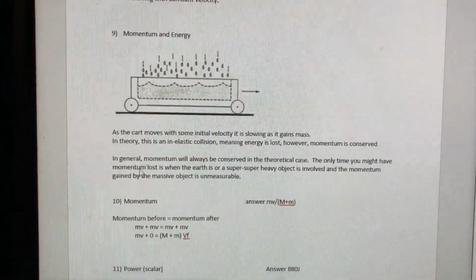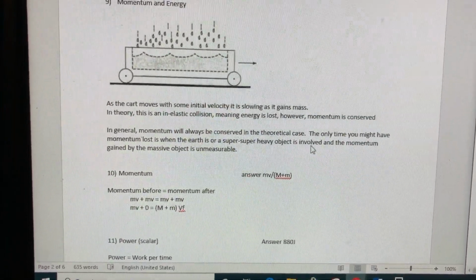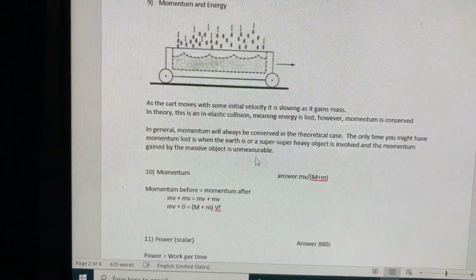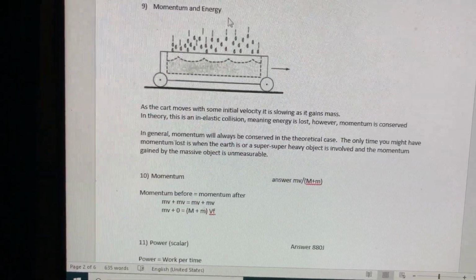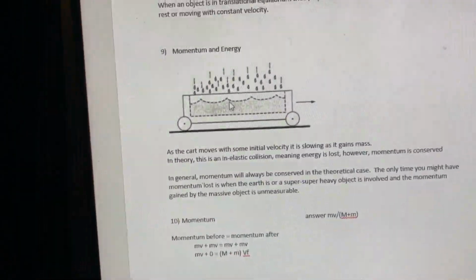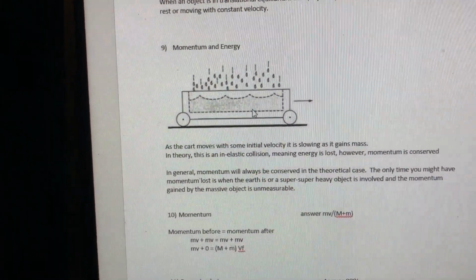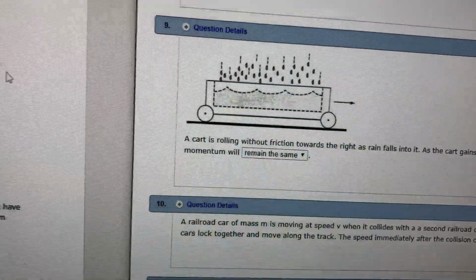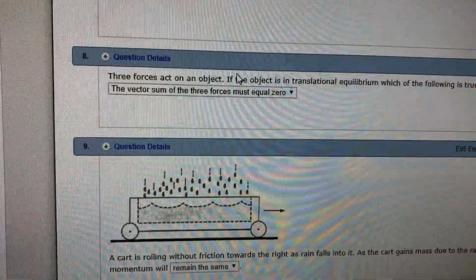The only time you might have momentum lost is when the Earth or a super heavy object is involved and the momentum gained by the massive object is immeasurable. So it's a stick-together problem, but momentum is conserved, so as it gains mass, velocity goes down. But I was asking what happens to the momentum? It remains the same.